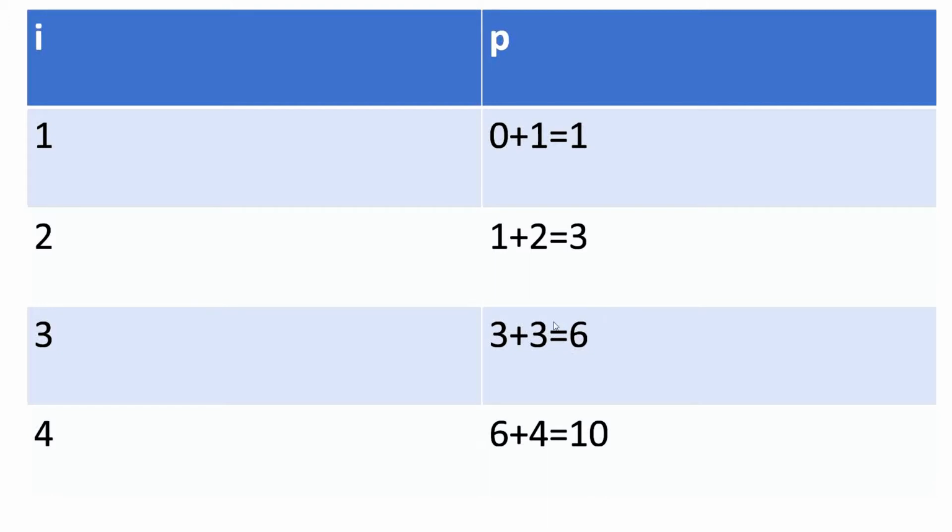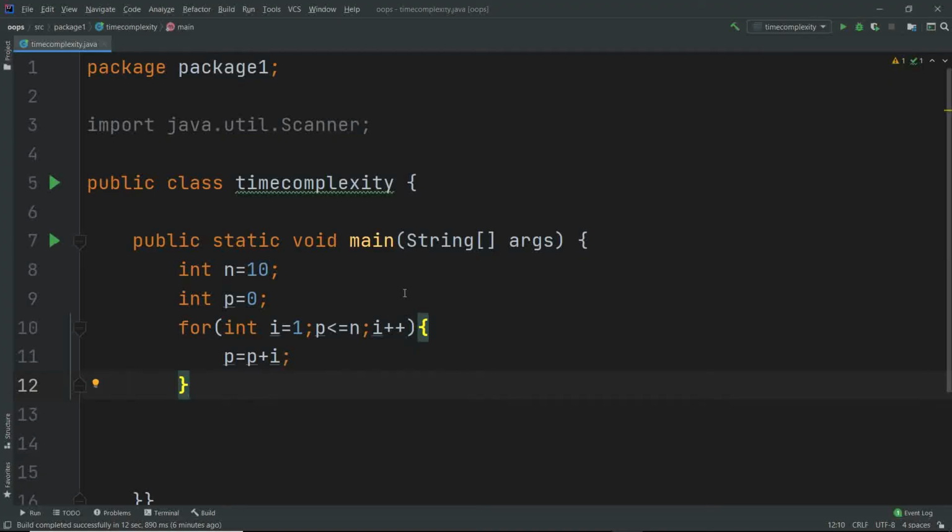Again the loop runs. i equals 4. Then 6 plus 4, it becomes 10. Now let's check on our IDE whether we are getting the same result or not. Let's run this particular program, Shift plus F10.